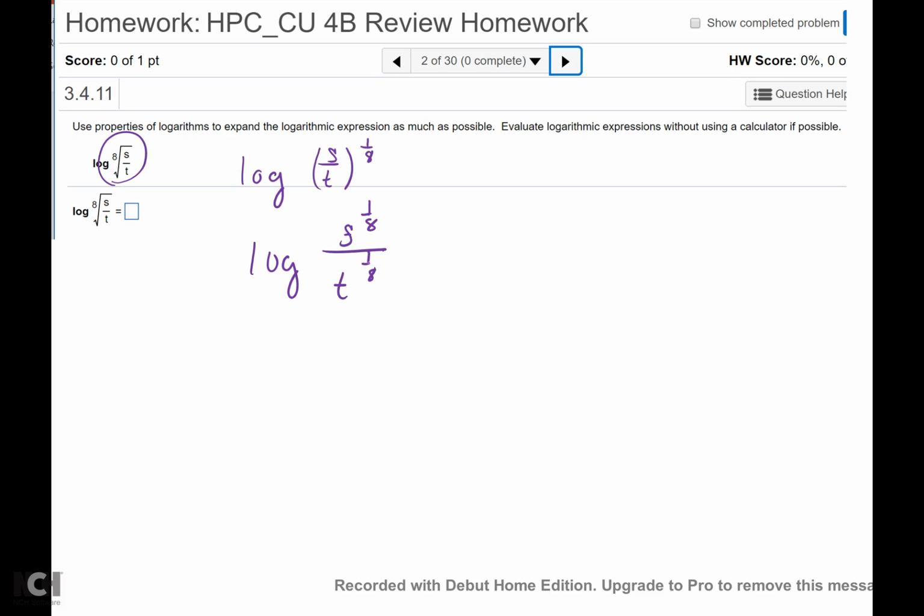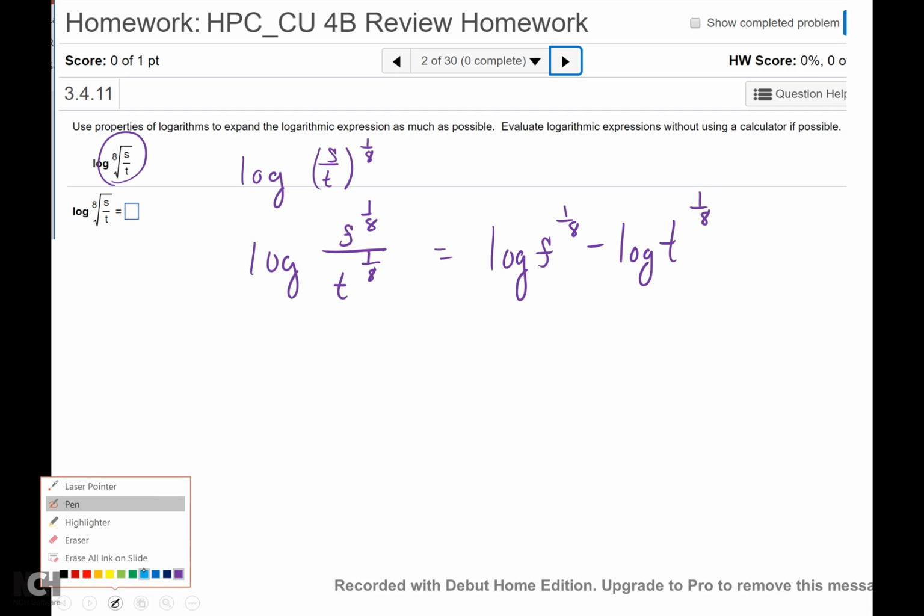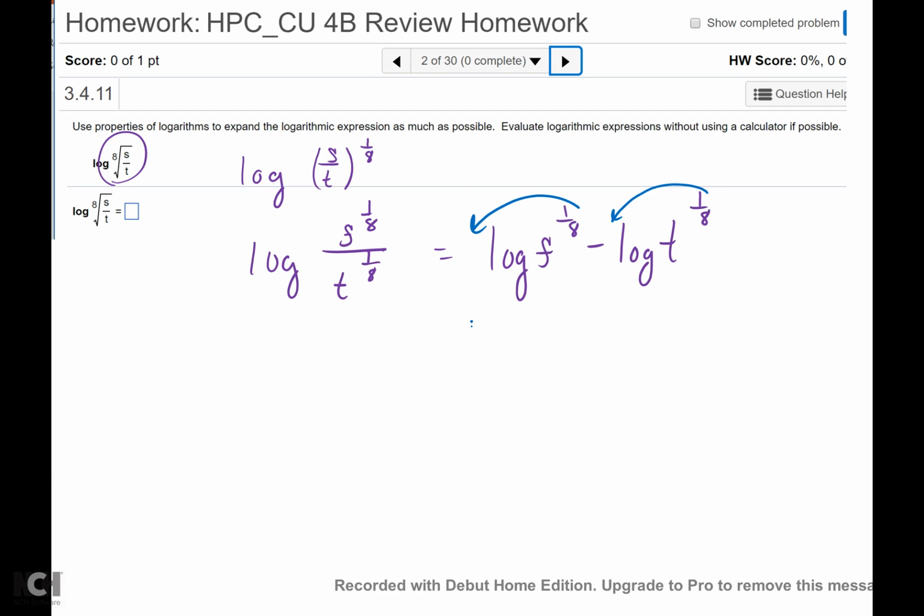So then we have division that we need to rewrite as subtraction. So that would be log of the top minus log of the bottom. And then the last thing we're going to do is drop it like it's hot. So we're going to drop down the exponent. So I have 1/8 times the log of s minus 1/8 times the log of t.